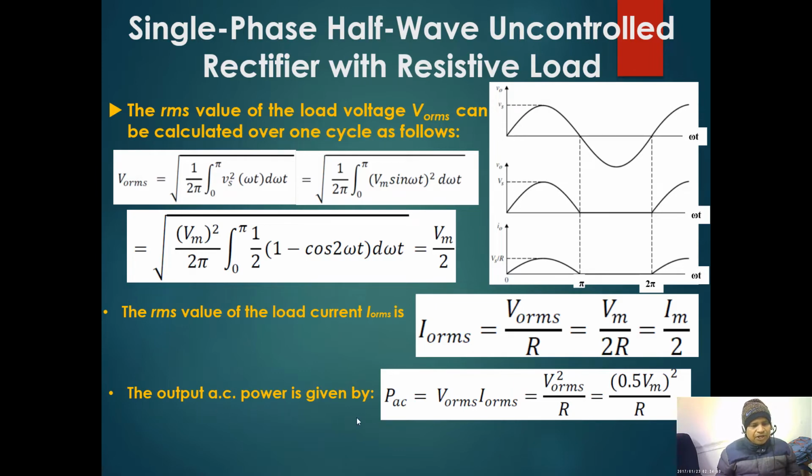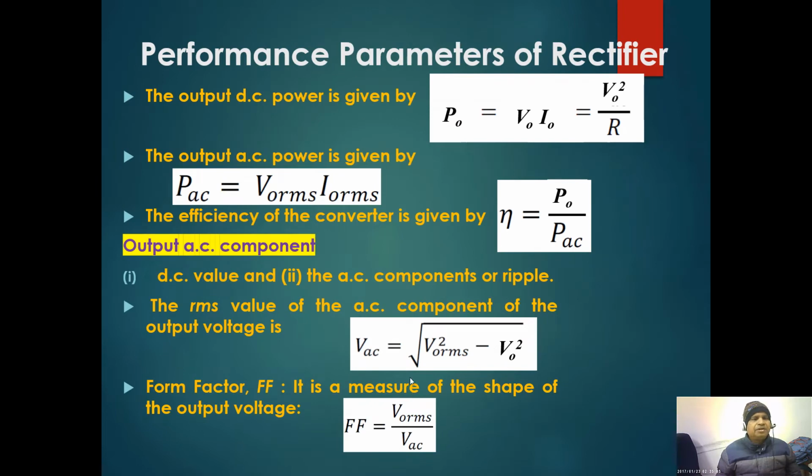So the output AC power is given by PAC is V0 RMS into I0 RMS, which is nothing but V0 RMS square by R, and this is our output AC power. So output DC power is given by this one, and output AC power is given by this one. So efficiency of the converter is output DC power divided by the AC power, PAC. That is called the converter efficiency.